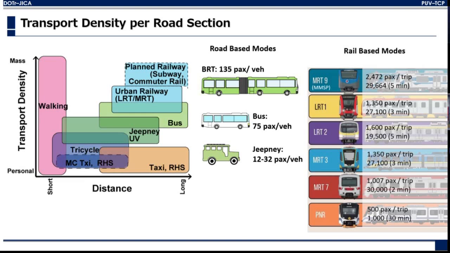Not only the railway-based modes, but the road-based public transport modes also have capacity barriers for passenger demands. You can see the buses can accommodate 75 passengers according to the size. In the 12 meter bus, 75 passengers are accommodated, and the jeepney has 12 to 32 passengers. This is also according to the size of the vehicles.